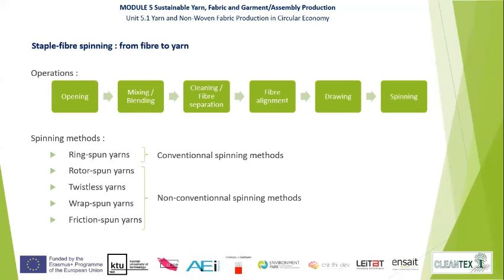Now, how to go from a fiber to yarn, which is the staple fiber spinning. The operations are different, and first we open the bale, because when fibers arrive in the companies and the industries, they are in bales, so we need to open them. Then we can mix or blend the different fibers. We can mix different colors. We can blend different natures of cotton, different cotton of different origins. Then we clean and we separate the different fibers. We align them, we draw, and we spin.